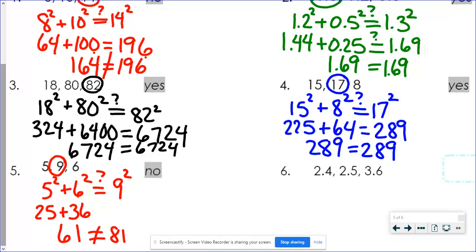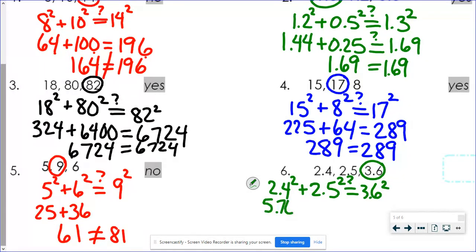And for the last one, here's our C. All right, so 2.4 squared plus 2.5 squared, does that equal 3.6 squared? 2.4 squared is 5.76. 2.5 squared, 25 squared is 625, so this would be 6.25. And when I add those two together, I'll get 12.01.